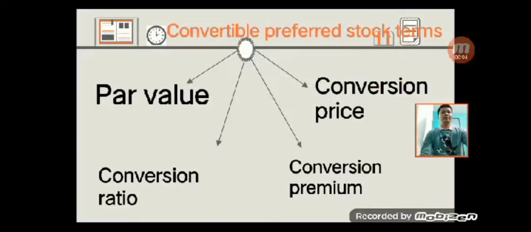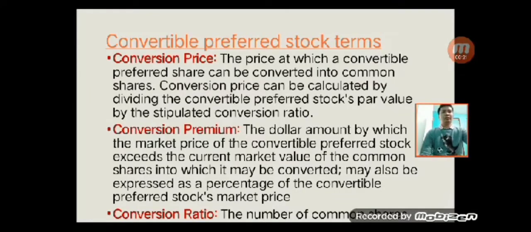Good day, I am Jetlan Tayona and this is my report. Convertible preferred stock terms: par value, conversion price, conversion premium, and conversion ratio. First is conversion price, the price at which a convertible preferred share can be converted into common shares. Conversion price can be calculated by dividing a convertible preferred stock's par value by the stipulated conversion ratio.